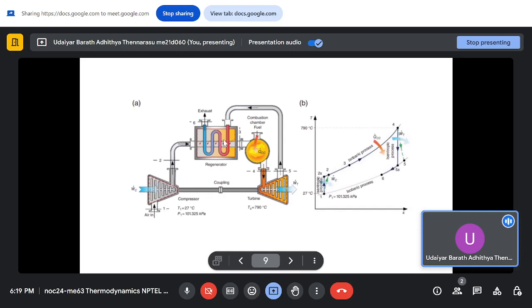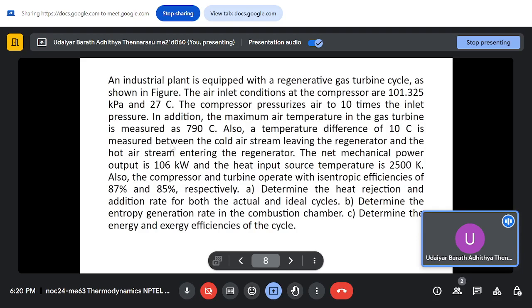From 2 it goes to a regenerator where the fluid gets heated up by the fluid which is coming from the turbine. So that fluid rejects heat and leaves, and that heat is taken up by the fluid which is going to the combustion chamber. So this will get heated from 2 to 3, and your 3 is your inlet to the combustion chamber, where you are adding in heat from the source temperature of 2500 Kelvin, and it goes to state 4. So this is your inlet to the turbine, which is given as 790 degrees Celsius.